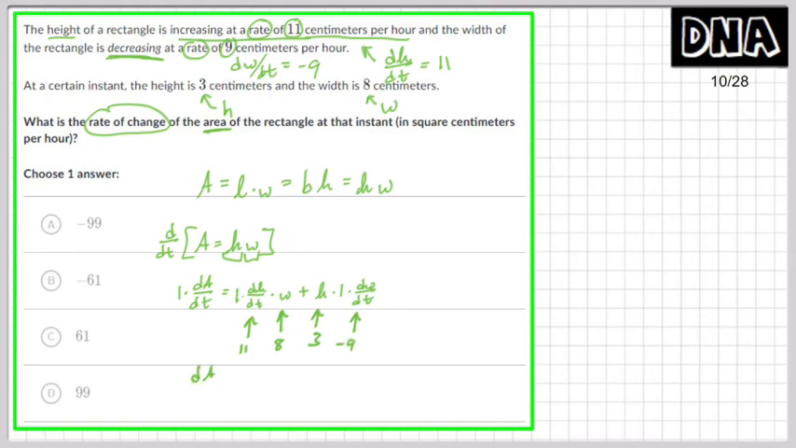Okay, so dA dt equals 11 times 8 plus 3 times negative 9. So I got 88 plus negative 27. And then when I add those together, that would be 61. Now the question is, what are the units on this? Would you guys know if they didn't give it to us? It says right here, square centimeters per hour. That's what that is, square centimeters per hour. It is a rate. So 61 is our answer.